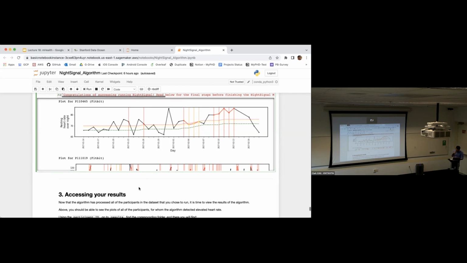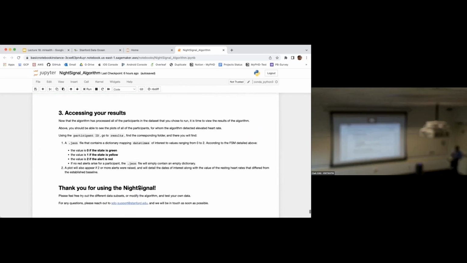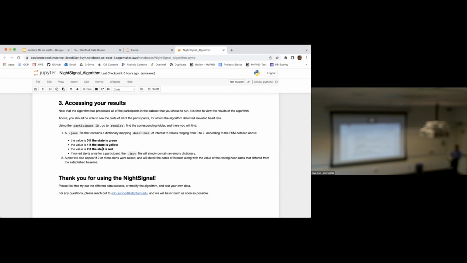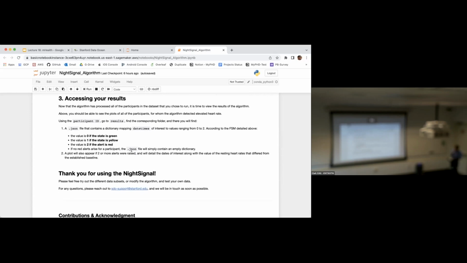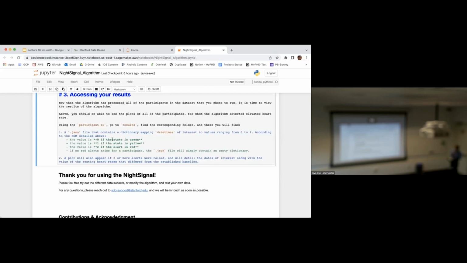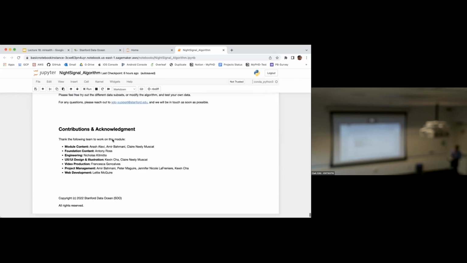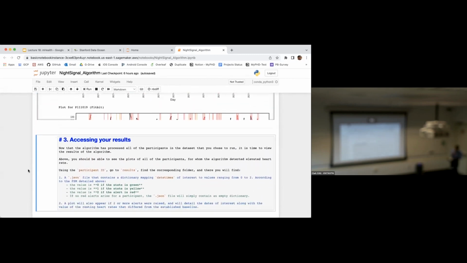And finally, the results would be in a JSON file. 0 indicates green, 1 indicates yellow, and 2 indicates red on the result file. And if you compare that to the data on the paper, we are converting these yellow alerts to red alerts, basically. That's because of the IRB part. I think that's it.